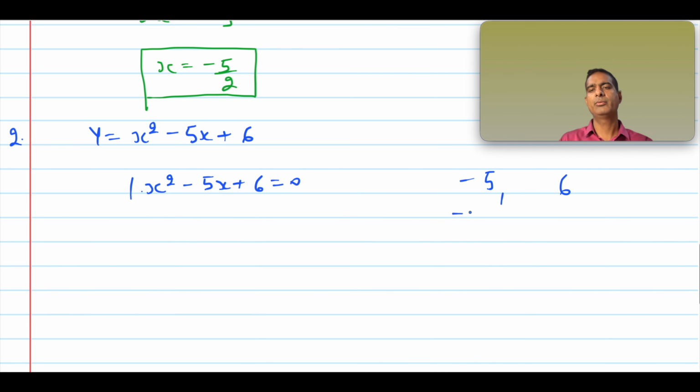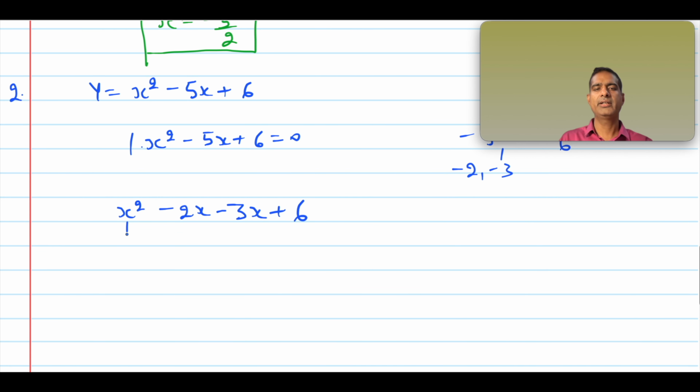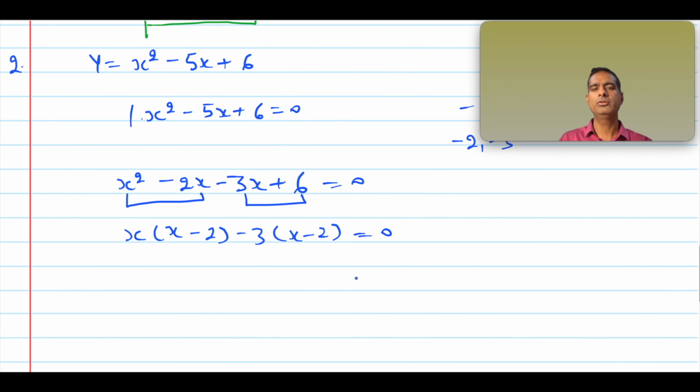So we can see it will be negative 2 and negative 3 because its sum is negative 5 and its product is 6. So we can break negative 5 into negative 2 and negative 3. So we can write x square minus 2x minus 3x plus 6. So we replaced negative 5x by negative 2x and negative 3x. Now we can take common in between them. So what is common in these two terms? x is common. So remaining will be x minus 2, and in these two terms negative 3 is common. So remaining will be x minus 2 is equal to 0.